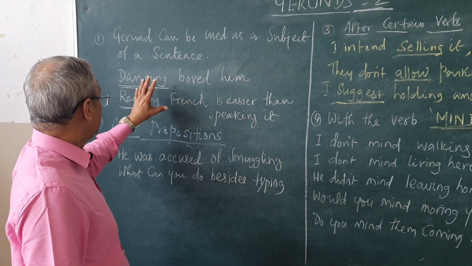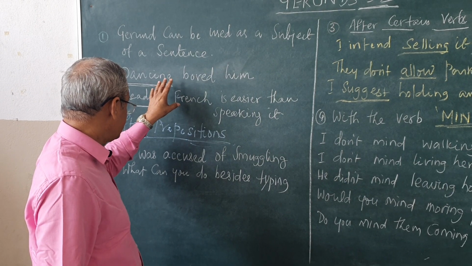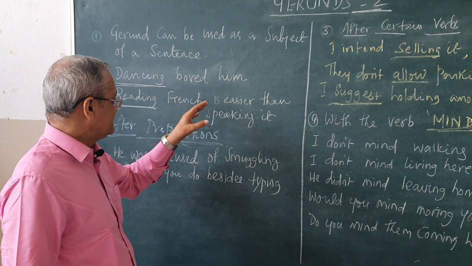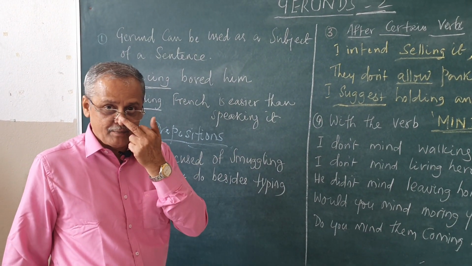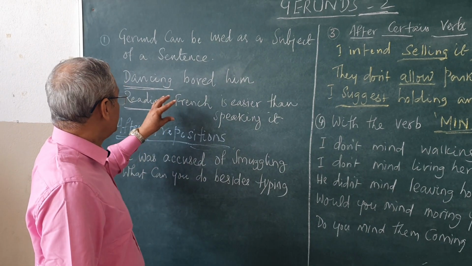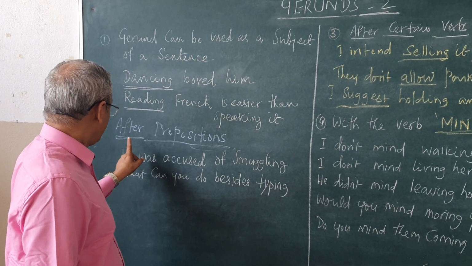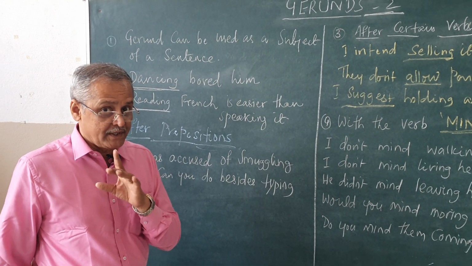So, here, dancing bored him. It is gerund. Dancing is used as a subject of this sentence. Reading French is easier than speaking it. So, here gerund is used as a subject of a sentence. Next, after some prepositions, we always use gerund.